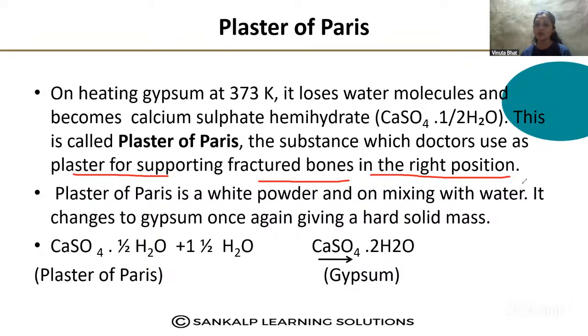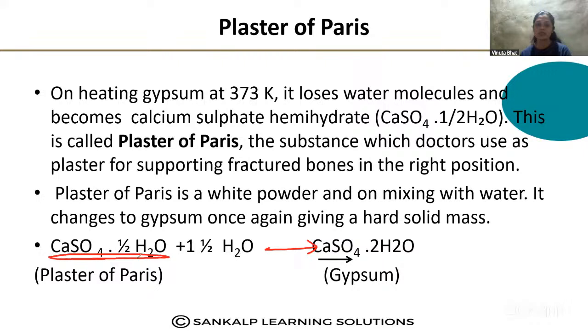Plaster of Paris is a white powder, and on mixing with water it changes to gypsum, once again giving a hard solid mass. So plaster of Paris is the powder. When it is mixed with water, it is converted into a hard solid mass, which is called gypsum. When we heat the gypsum, it becomes plaster of Paris. So here is the chemical reaction: when plaster of Paris is treated with water, how it forms the gypsum.